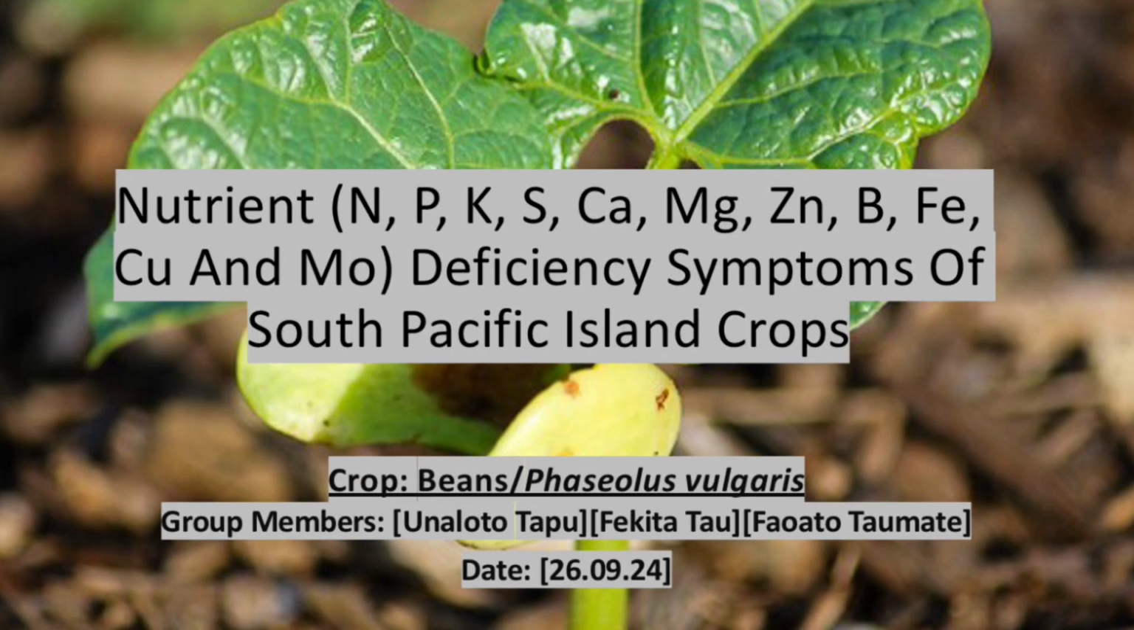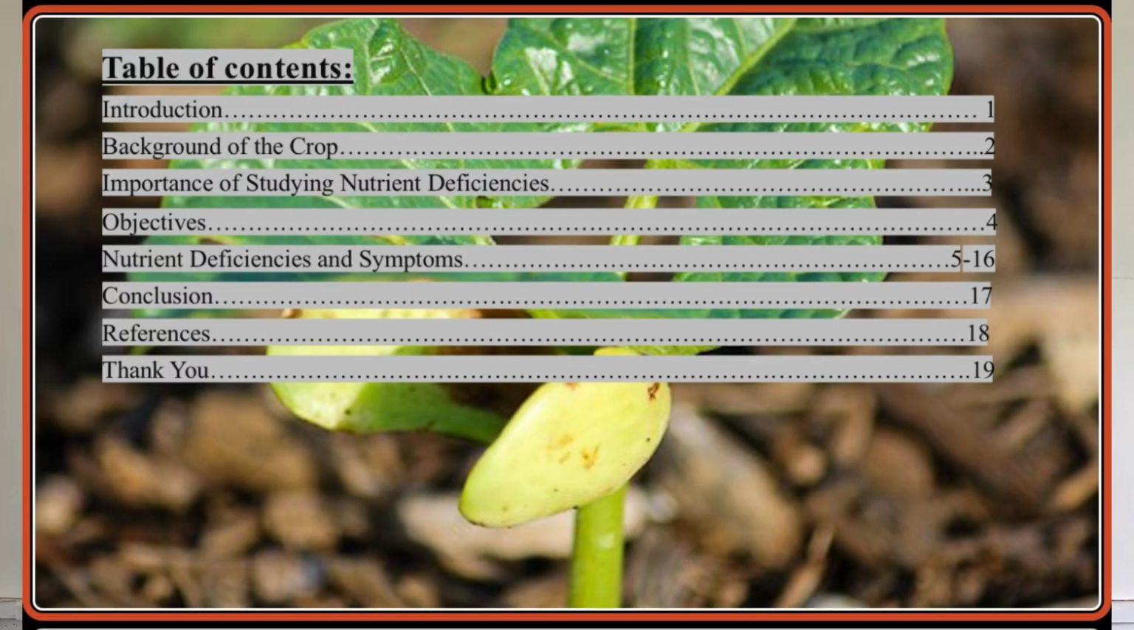We are Group 6. Today, we are excited to share with you our presentation on nutrient deficiency symptoms of South Pacific Island crops. And our chosen crop is beans. This is our table of contents. It briefly shows what is included in our PowerPoint.